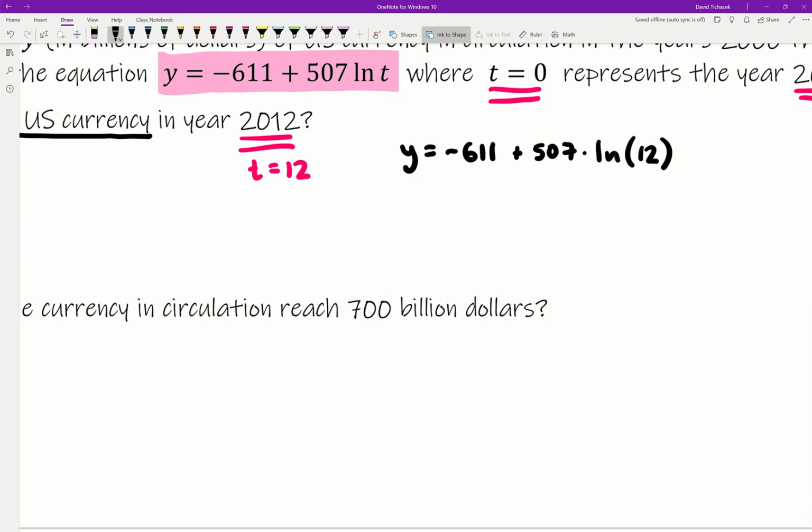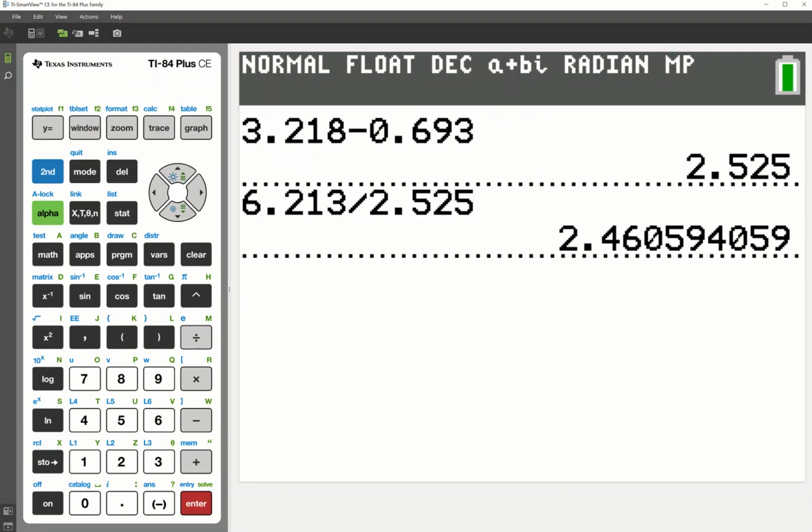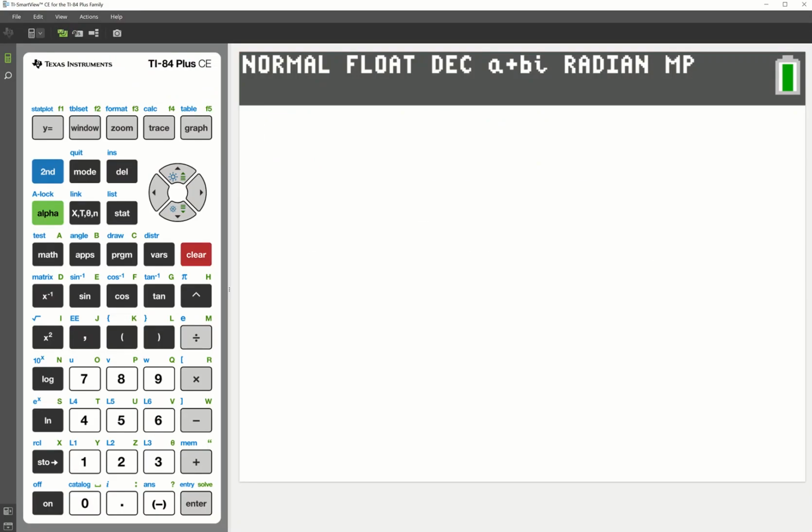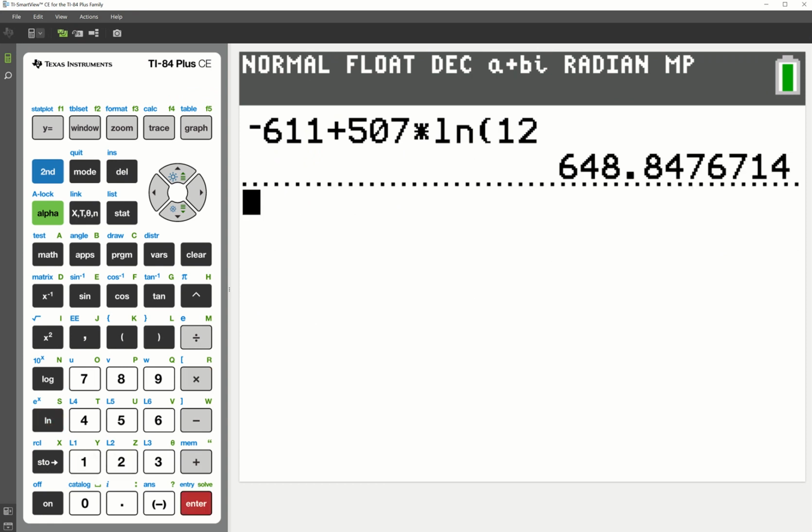The nice thing about that is that everything on the right-hand side is something you could plug into the calculator straight up, and it'll give you the actual answer here. So let's go ahead and do that. Negative 611 plus 507 times the natural log of 12. That's going to give you this decimal approximation right here.